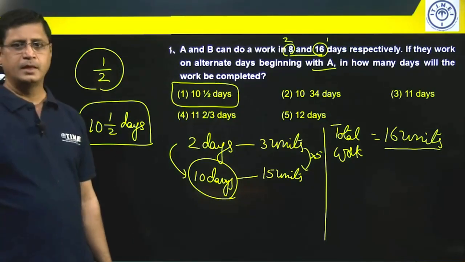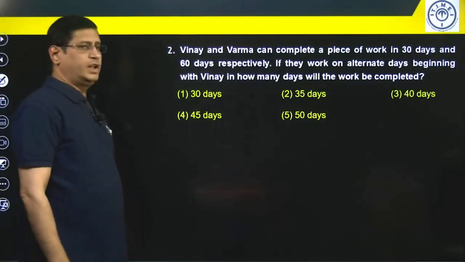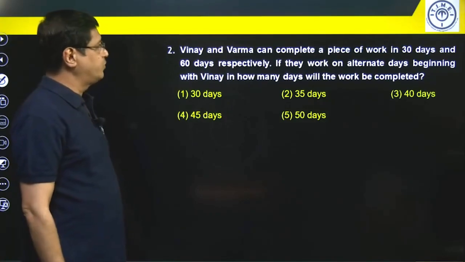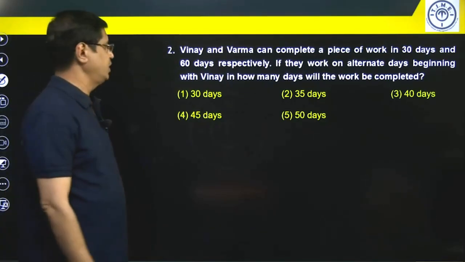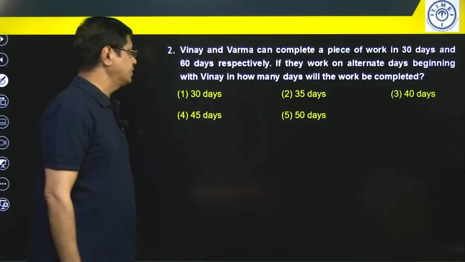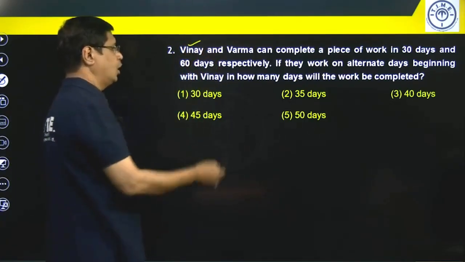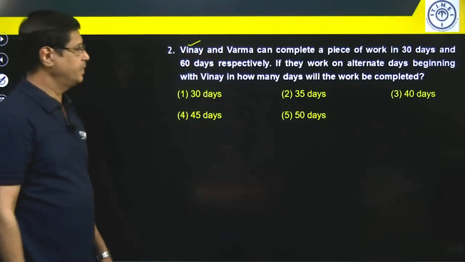Am I clear? Right. Vinay and Verma can complete a piece of work in 30 and 60 days respectively. They are working alternative beginning with Vinay. Then in how many days will the work be completed?